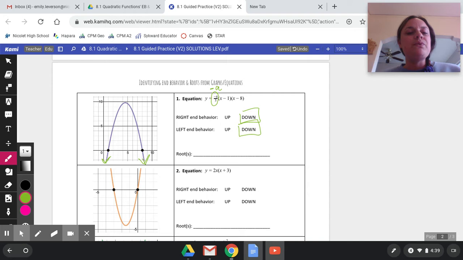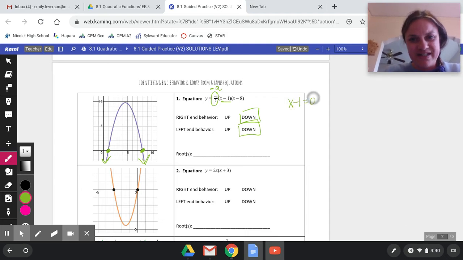Then to find my roots, on the graph, I can visually see them right here. The roots are the x-intercepts. Sometimes they're called the zeros or the solutions of the graph, but I can see them where my graph goes through the x-axis. From my equation, I can also take each of these factors and set them equal to 0, because that would make the whole thing equal to 0. So x is equal to 1. Or if I took my second one and set it equal to 0, x is equal to 8.